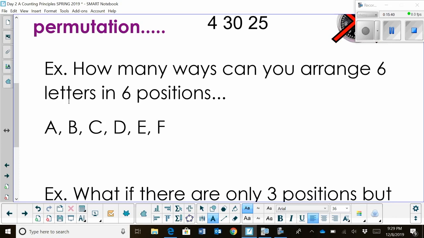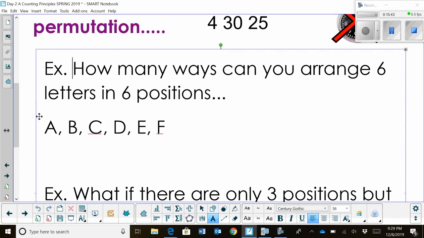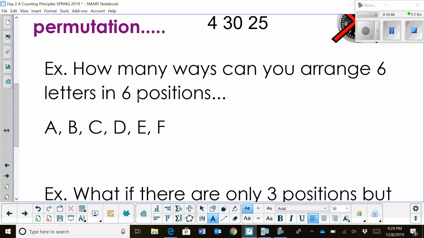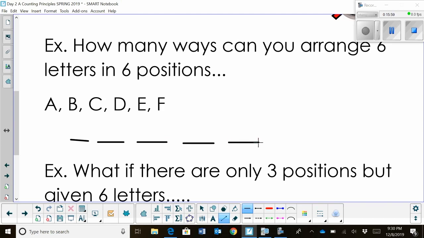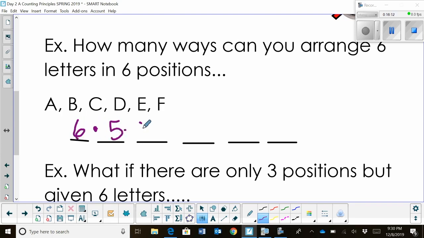Okay, so let's look at this one. How many ways can you arrange 6 letters in 6 positions? So in this case, I've got 6 letters, A, B, C, D, E, F, but that means I have 6 events going on, so I'm giving myself 6 spots. Okay, I'm going to multiply each one of these spots together, but I've got to think, well, how many different ways can I choose my first letter? Well, 6. I have 6 choices. But once one's placed, I have 5, then I have 4, then I have 3, then I have 2, then I have 1.